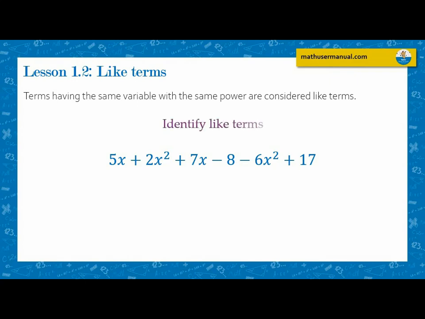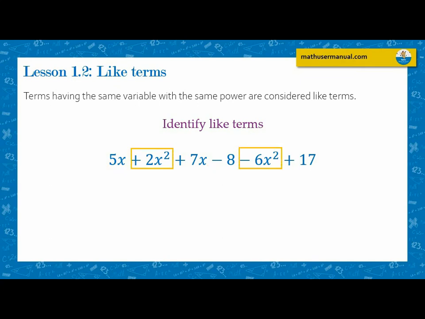Let's identify some like terms in this expression. We have, for example, 5x and 7x. They are like terms because they both have an x, and both of the x's are to the power of 1. We cannot consider 5x and 2x squared like terms because, yes, even though they both have an x, one of them has a power of 1, the other one has a power of 2.